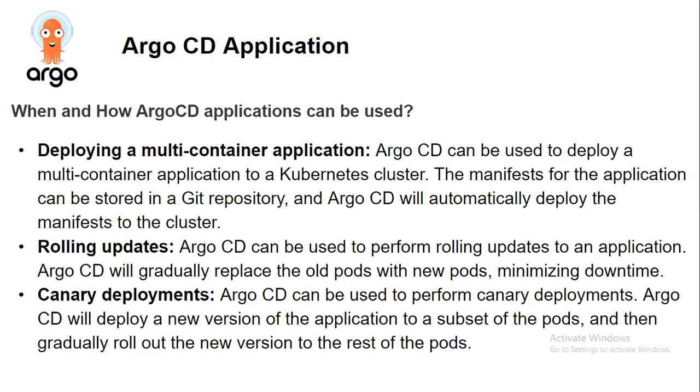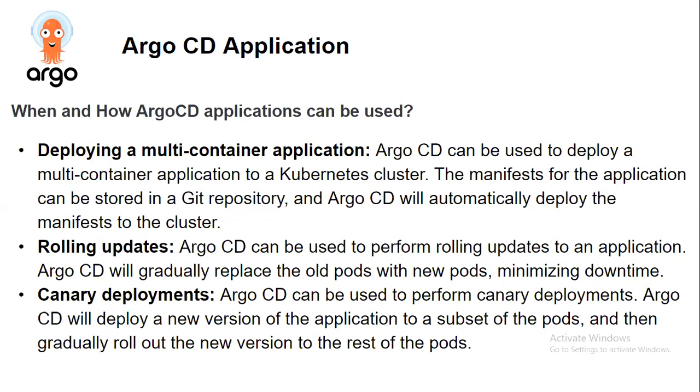Next is when and how an ArgoCD application can be used. First is deploying a multi-container application. Here ArgoCD can be used to deploy a multi-container application to a Kubernetes cluster, and the manifest for the application can be stored in a Git repository, and ArgoCD will automatically deploy the manifest to the cluster. That's deploying a multi-container application.